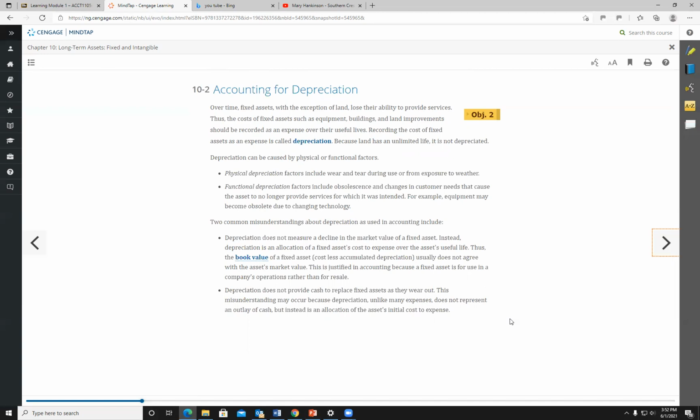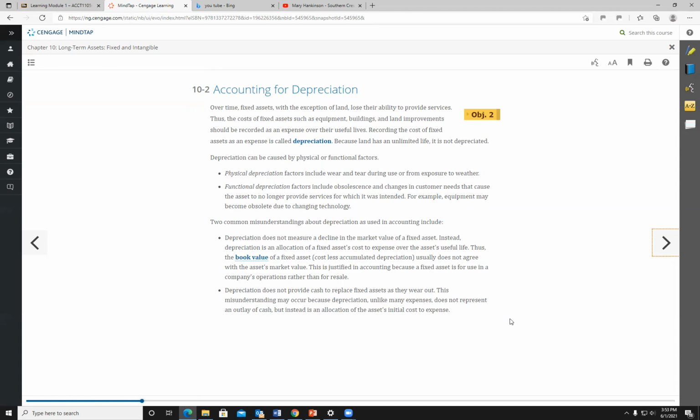So cars are the best example I can give, because everybody understands that cars over time depreciate in value. Well, your equipment and your buildings that you're using in your daily operations also depreciate in value, and you have to record that depreciation as an expense on your books. Now, everybody knows land has an unlimited life, therefore it doesn't depreciate, which is why land is not included in this.